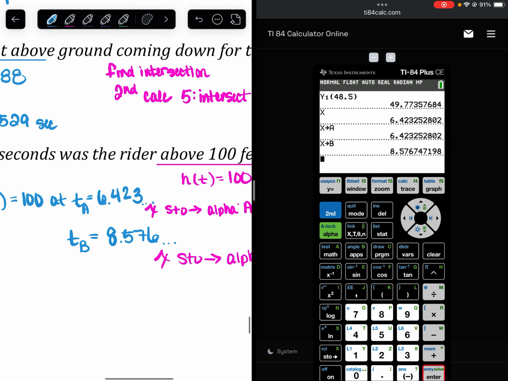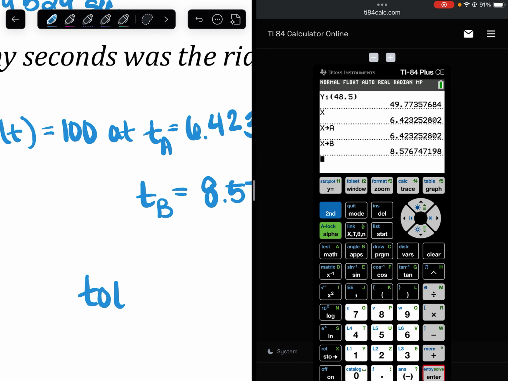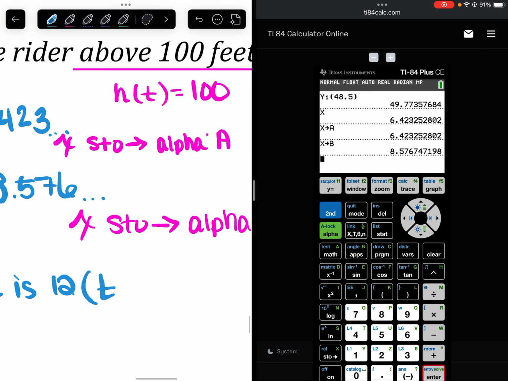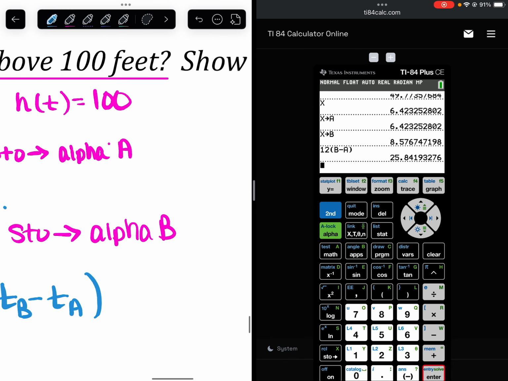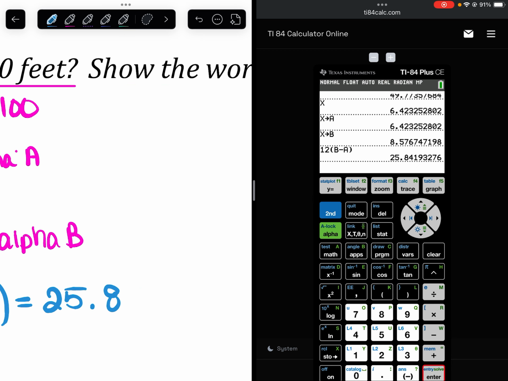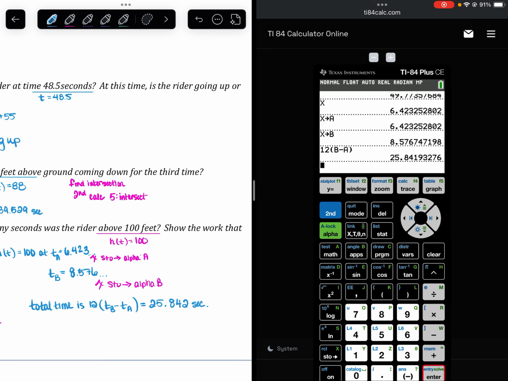So the total time spent above 100 feet, we said there's going to be 12 intervals, is going to be 12 times that time B minus that time A, which is the amount of time of one of those little intervals. And we can type it in like that, 12, open parentheses, alpha B minus alpha A. And it will calculate it all for you. So 25.842 seconds in 3 minutes is spent above 100 feet.